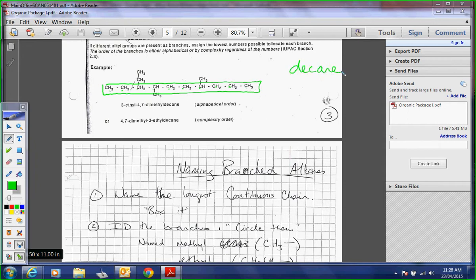All right, Jillian. What do we do next? Give numbers to all the carbons. Okay. So you can number it left to right or right to left. Correct.